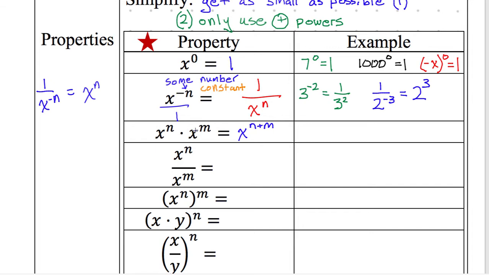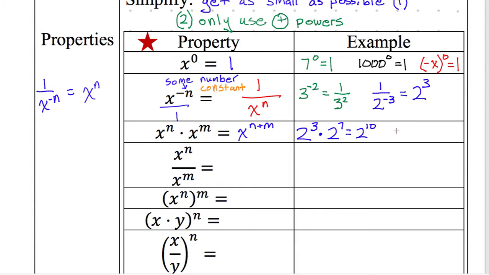So when I multiply, I keep the base. It's only that same base, but I add the exponents. I add the powers. All right. I want you guys to make your own example. Here's Mr. Sandell's example. 2 to the power of 3 times 2 to the power of 7 is equal to 2 to the power of 10. I'll do another one.